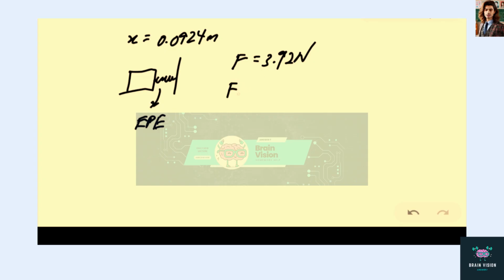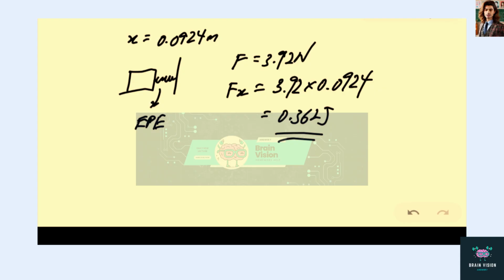would be F times x, which is 3.92 times 0.0924. This is about 0.362 joules. So this is the amount of energy that is required to work against the friction in order to go back to its unstretched, uncompressed position.